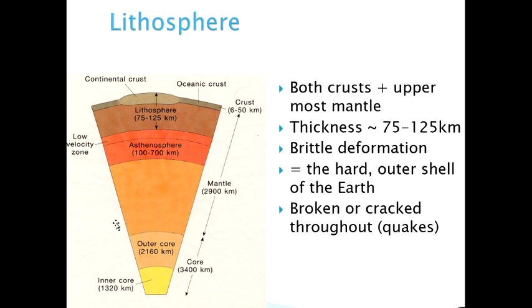Another way to divide up the Earth is by looking at the lithosphere. This is the two crusts plus the upper mantle, and the key point here is that this is brittle. This outer part here in this sort of gray and brown color, it breaks. When it breaks, it's going to make the plates.